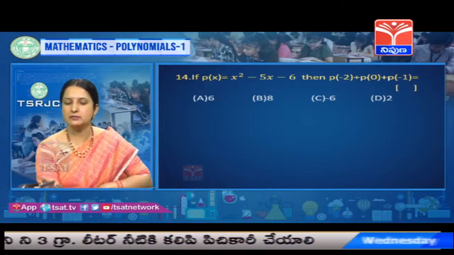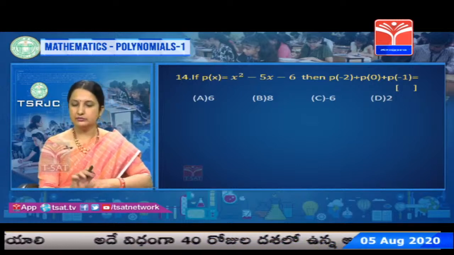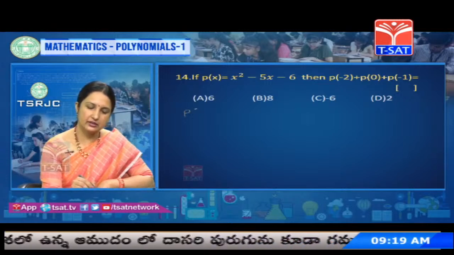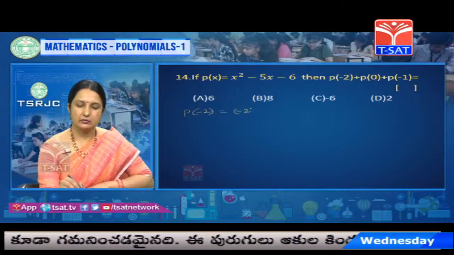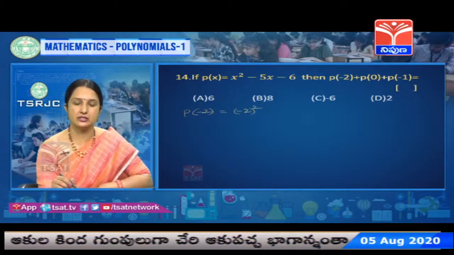Next, if P of x equals x square minus 5x minus 6, then P of minus 2 plus P of 0 plus P of minus 1 equals how much? If you do it in one line, that is also correct, but if you do it separately, it will be easy. Minus 2 whole square. Substitute in the place of x the value minus 2 first.